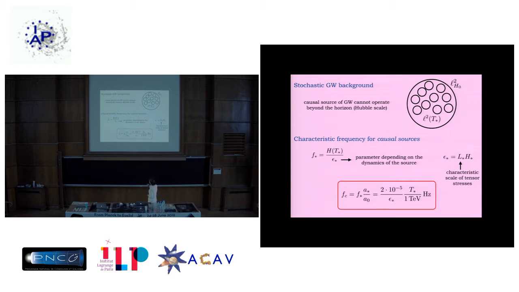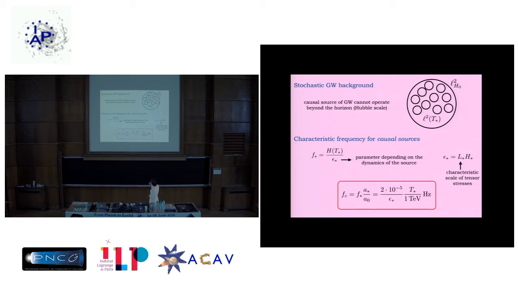So obviously, the sources I'm talking about, besides inflation, are all sources that operate sub-horizon during a phase of radiation domination in the universe. So we expect the gravitational waves to have a correlation scale which is at best the horizon at the energy scale at which the source is operating. And therefore, today, we have access to many uncorrelated regions, and this is why the signal is a stochastic background.